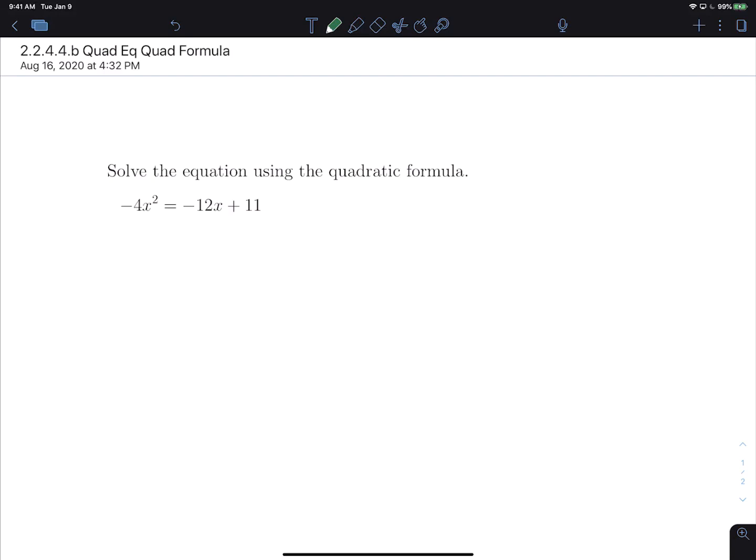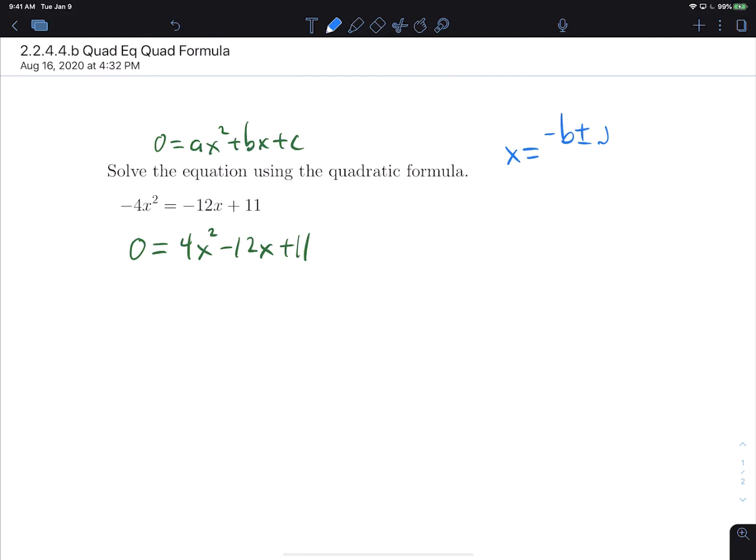Anyway, moving the 4x squared to the right, we have 0 on the left-hand side, and on the right-hand side, we have 4x squared minus 12x plus 11. Awesome. So this is now in the form of 0 equals ax squared plus bx plus c. Remember that the quadratic formula is negative b plus or minus the square root of b squared minus 4ac all over 2a. Anyway, the next thing we want to do is find the discriminant.